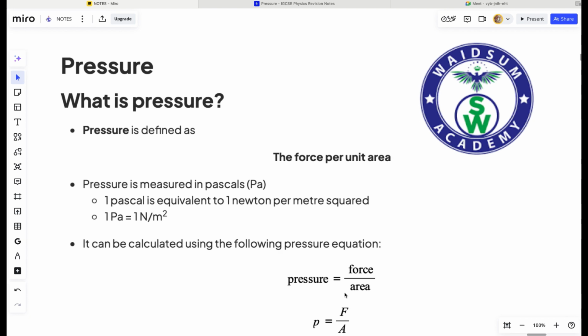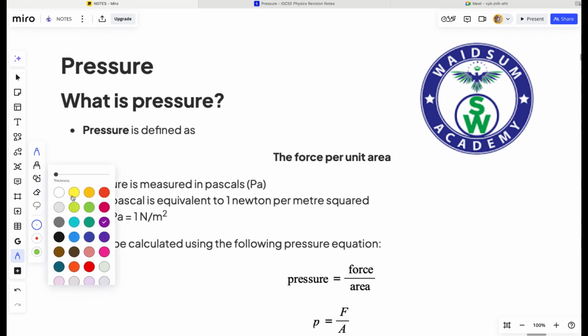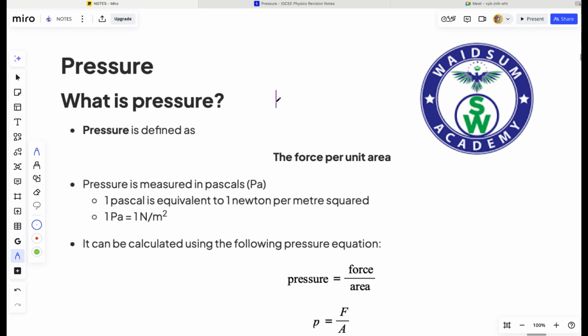Now what is pressure? Pressure is a scalar quantity and is defined as the force per unit area. We say pressure is the force acting on an object per the area that the force is exerting on. So pressure is equal to F over A, force per unit area.